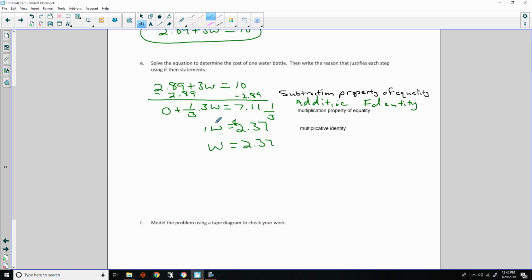Okay. Then after that, I would get the multiplication property of equality, which is multiplying both sides by 1/3, and then we get 1w equals 2.37, and that is the same as just saying w, because 1 times w is the multiplicative identity, giving us w. Okay, now it says to model the problem using a tape diagram to check your work.